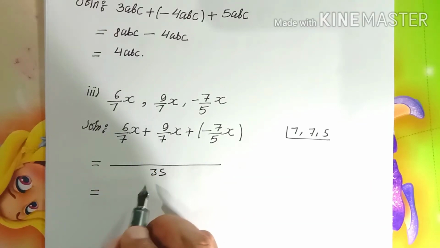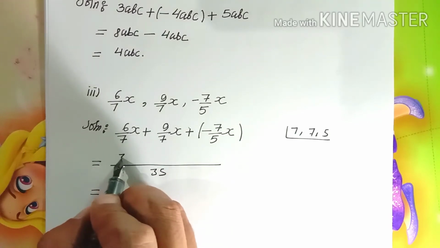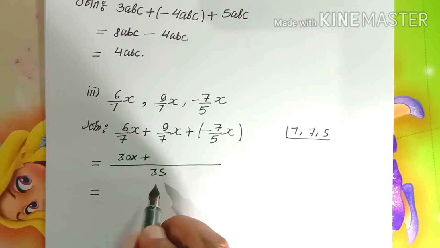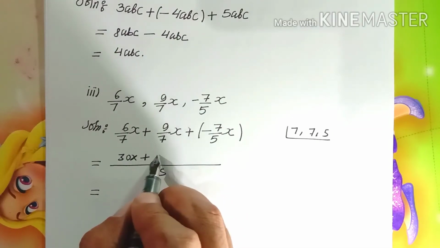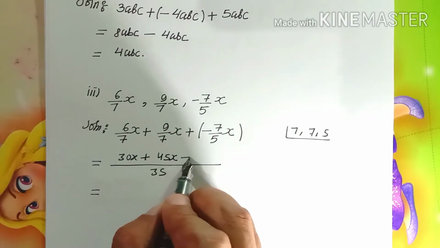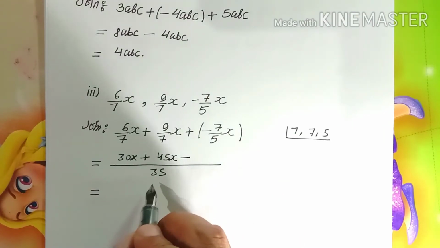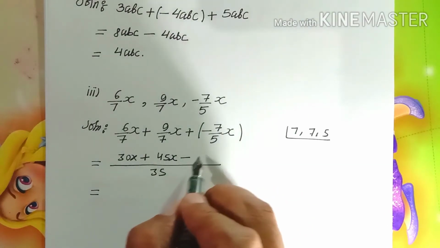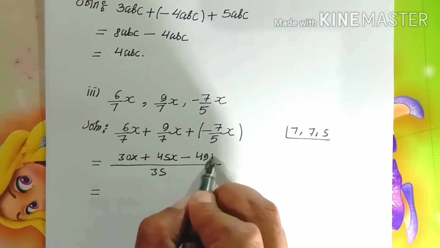So 7 into how many times is 35? 7 into 5, 5 into 6 will be 30x, plus again 7 into how many times? Yes, 5. 5 into 9 equals 45x, plus minus equals minus 5 into how many? Yes, that is 7 times. With that answer we can multiply, so 7 times 7 will be 49x.